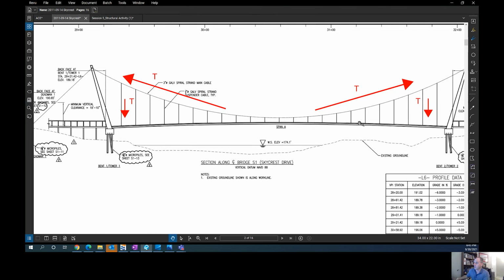Now, the bridge deck itself, we talked about that already, how in any beam element, you're going to have tension developing in the bottom of the beam, and you're going to have compression developing in the top of the beam. We're going to represent our tension by our red arrows and our T's, and we're going to represent our compression with blue arrows.